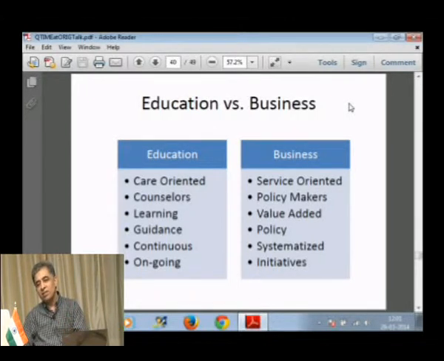In institutions, in education, we talk about learning. Learning is what adds value to whatever we do. In business, it is a value added function: today you do this, tomorrow you add another layer of value to sell it at a different price. Here you add continuous learning, a continuous process to leverage yourself above everybody else. In education, you get guidance, and in business, policy drives everything. Education is continuous, whereas business is systematized: this is the only thing we can do as a business, not more. Education is ongoing, but in business they have to take initiatives every time to start something new.